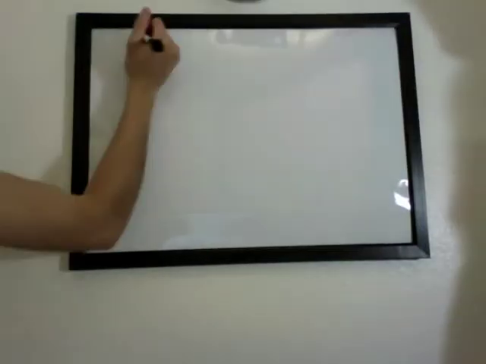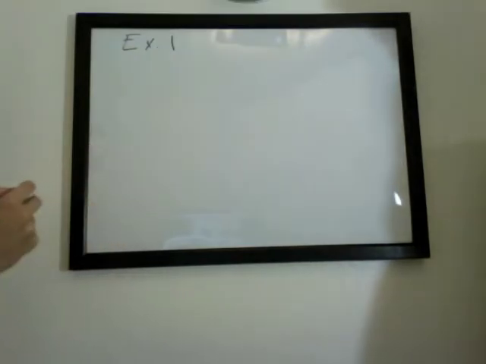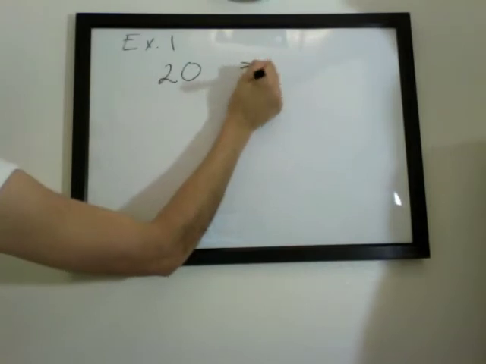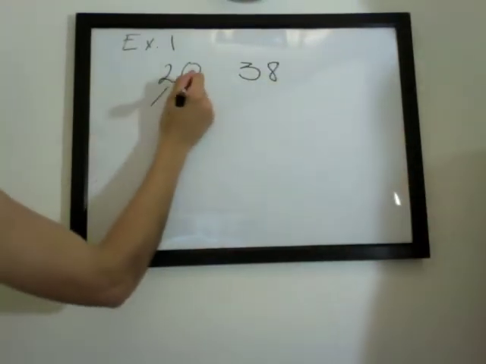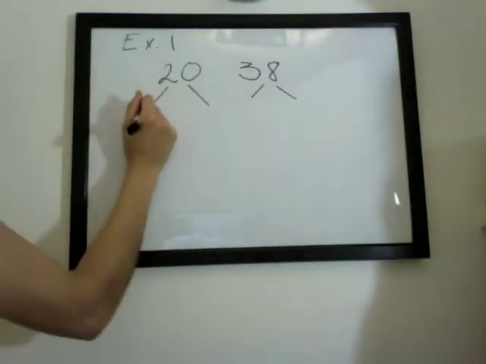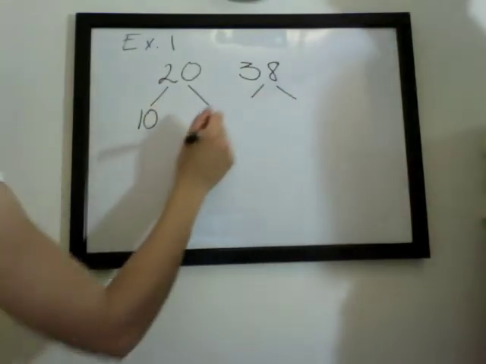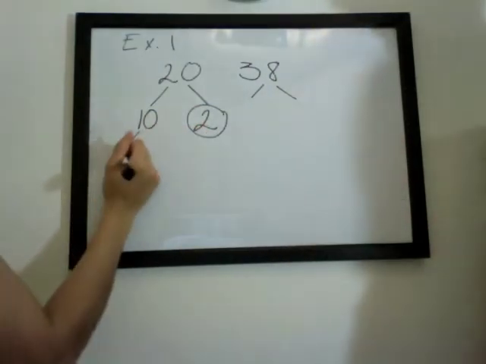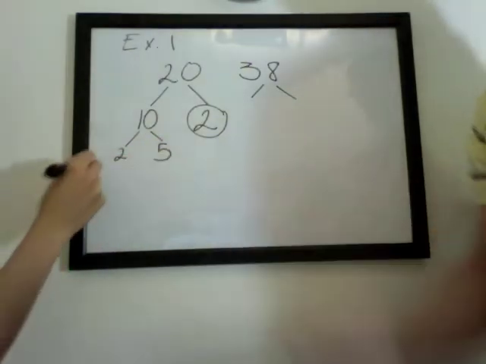Okay, here's another example. First example we're going to do. We're going to take 20 and 38. Now we're going to do each one of them and we're going to break them apart. For 20, we have 10 and 2. And 2 is the prime. And two numbers that go into 10 is 2 and 5. And both of these are primes.